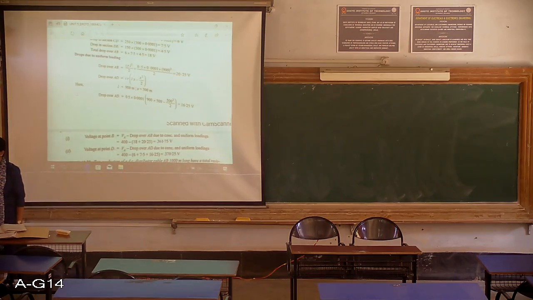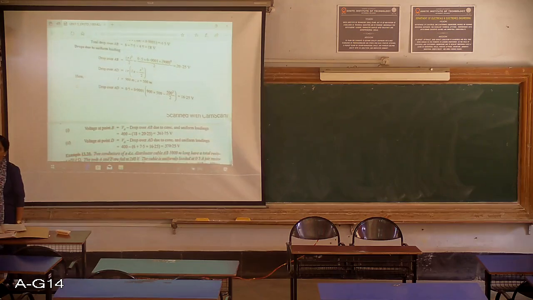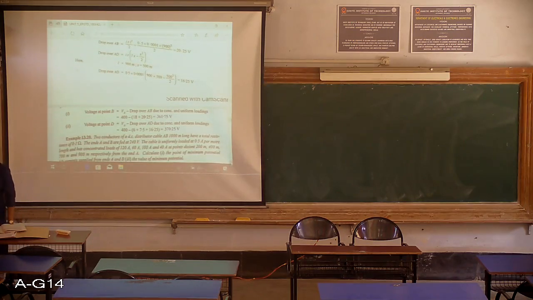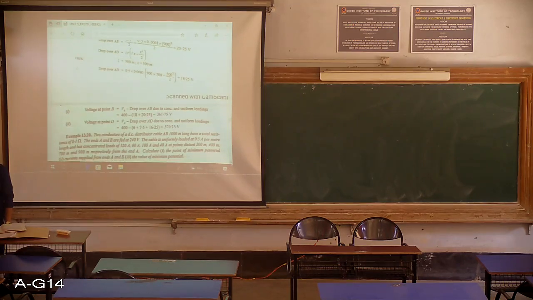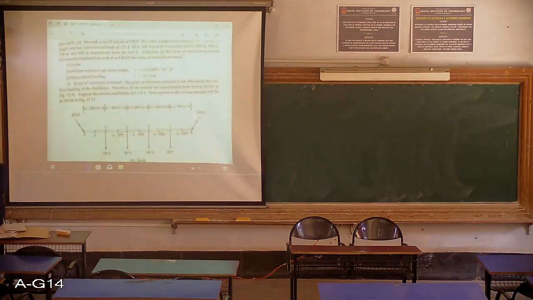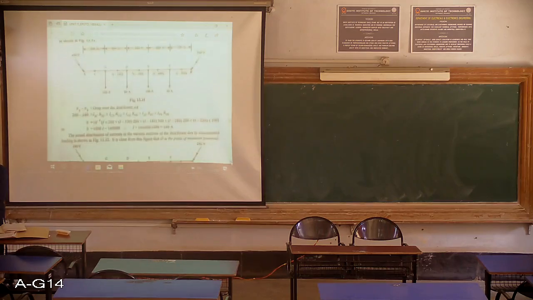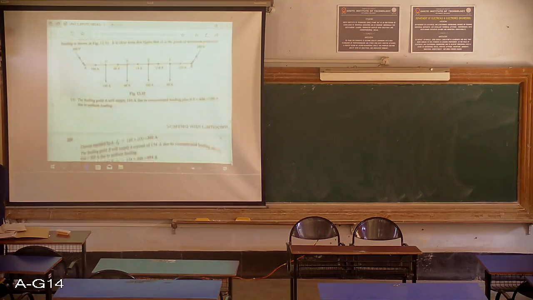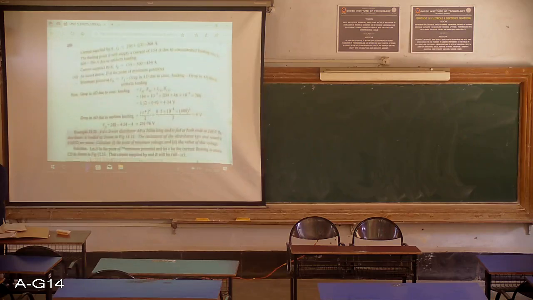Then what is that D? VA minus drop over AD due to both concentrated and uniform loadings. So add it up, you will get 370.25. Okay, so you please go through the problems. Okay, so the calculations are very simple.